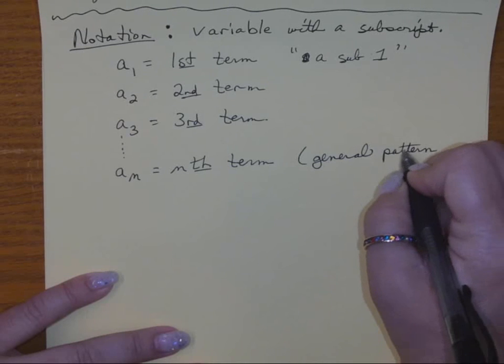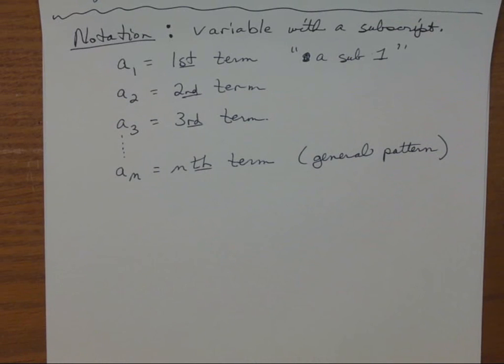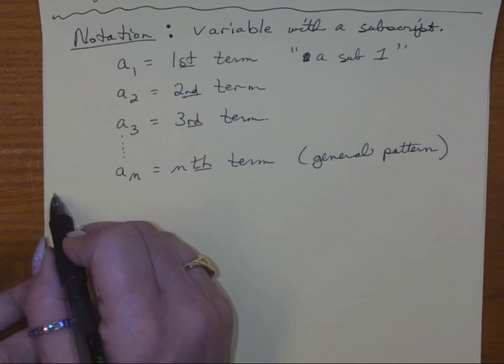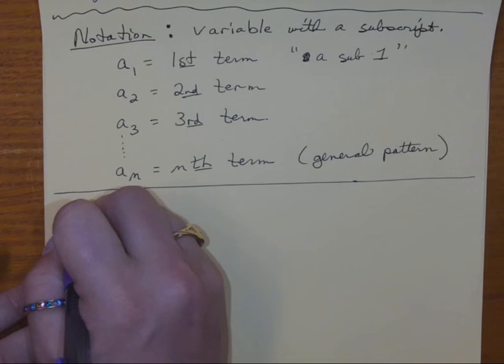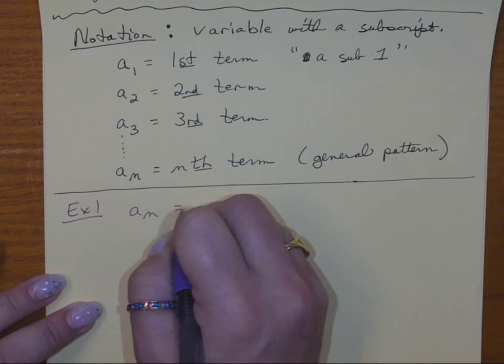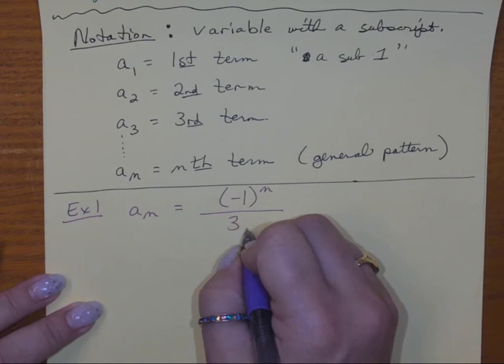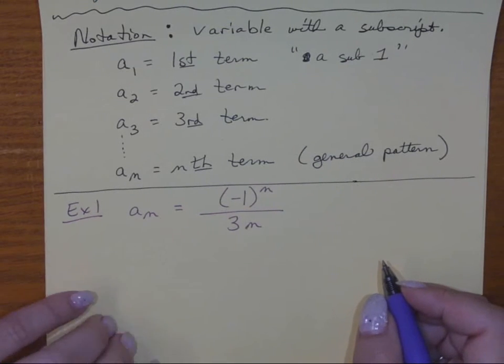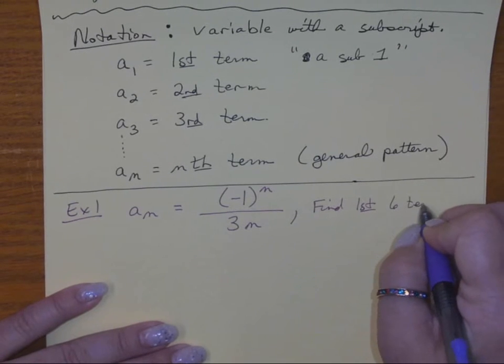Okay, so in order to get there, just like we did for the don't fence me in problem with the cows last time, in order for me to get to the nth term, I need to find that general pattern and be able to see it. So, some examples of how this works, just so you can get used to the notation. You might see something that says, example 1, A sub n is equal to negative 1 to the n divided by 3n.